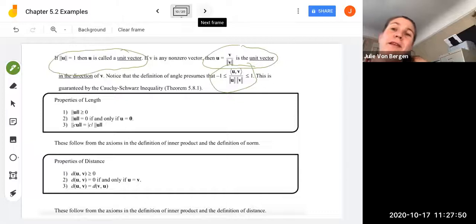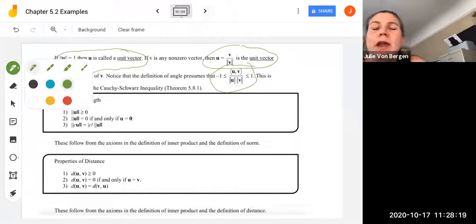So here are some properties of the length. The length is going to be greater than or equal to 0, and the length is 0 if and only if the vector is 0. And a scalar multiplied by the vector u, in the norm, is going to be the same as the absolute value of that scalar multiplied by the norm of the vector u. These all follow from the axioms in the definition of the inner product and the definition of the norm. And we showed these for the dot product case in chapter 5.1.